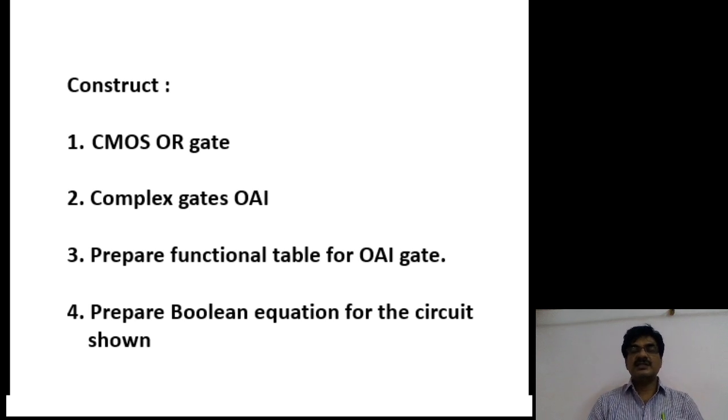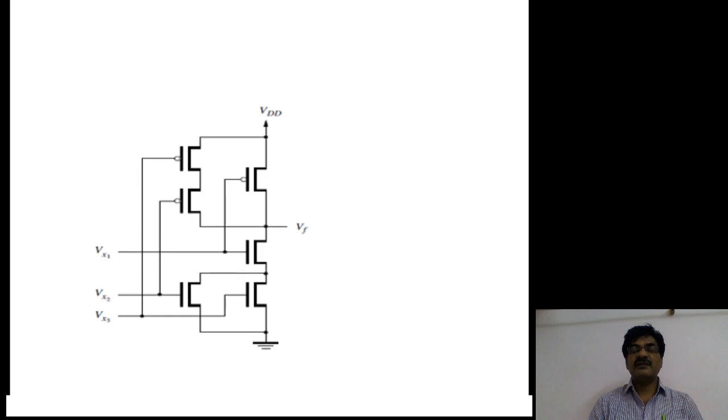So now see, these are the assignment questions. One is construct CMOS OR gate, construct OAI complex gate, prepare functional table for both OR gate and OAI gate, and also develop a Boolean equation for the given CMOS circuit. Okay.